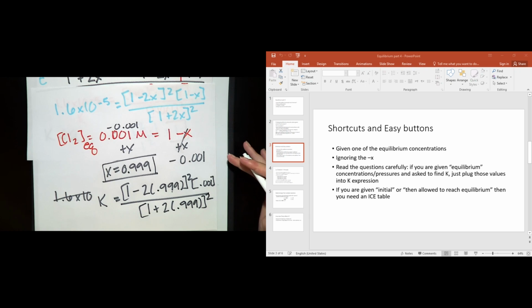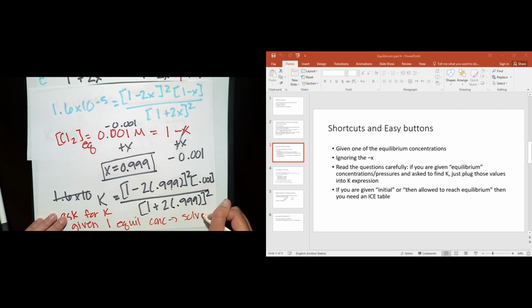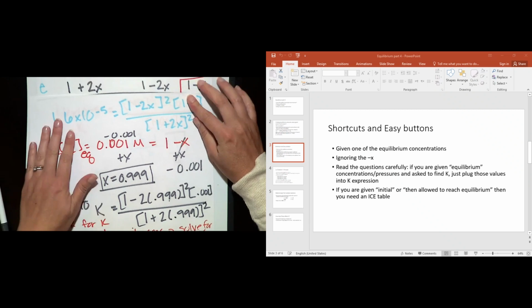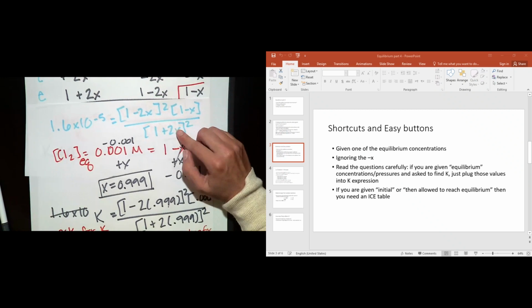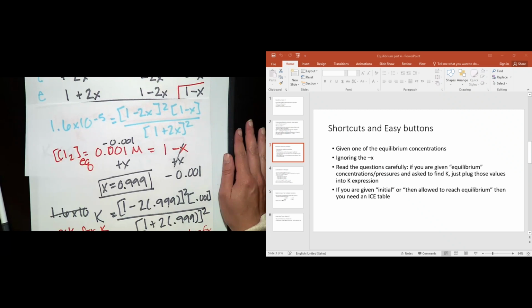Again, I'm not going to solve this one all the way out, but you would just plug it into the calculator. In this case, we would be asked for K. You're given one equilibrium concentration. You solve for X, and then you just plug it in to your expression with your equilibrium lines all written in, and that's just what you put for X in every spot.